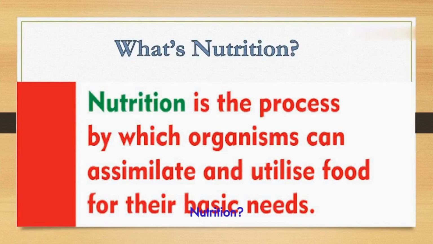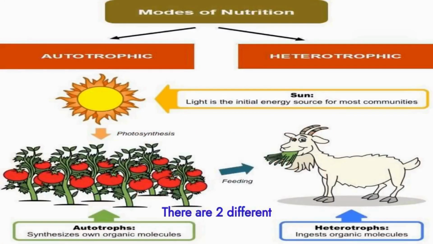What is nutrition? Nutrition is the process by which organisms assimilate and utilize food for their basic needs. There are two different modes of nutrition. One is the autotrophic mode of nutrition and the other is the heterotrophic mode of nutrition. You will be aware that all green plants exhibit the autotrophic mode of nutrition, that is, all green plants synthesize their own organic molecules with the help of a process called photosynthesis.